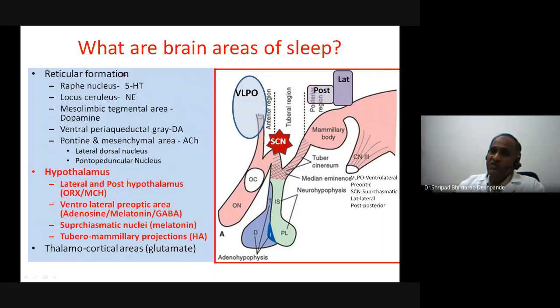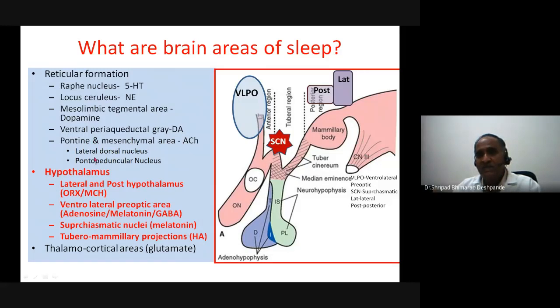Now consider the reticular formation. In the reticular formation, we have a number of nuclei. The midline Raphe nucleus, which is serotonergic, ascends and projects to the hypothalamus and thalamus. The locus ceruleus, which is noradrenergic, projects to the hypothalamus as well as to the thalamus. The mesolimbic tegmental area is a dopaminergic area. And we have the ventral periaqueductal area, which is also dopaminergic.